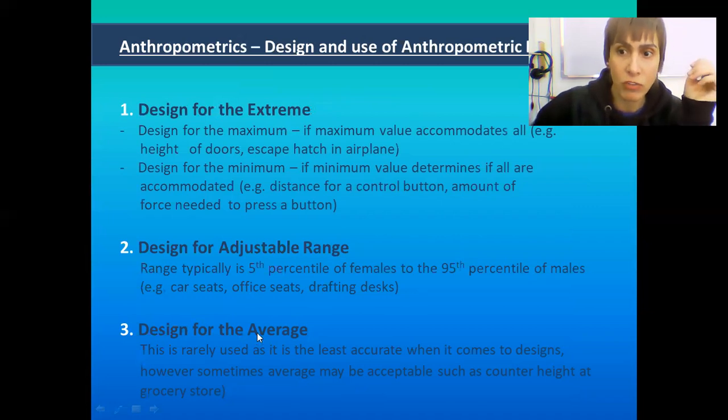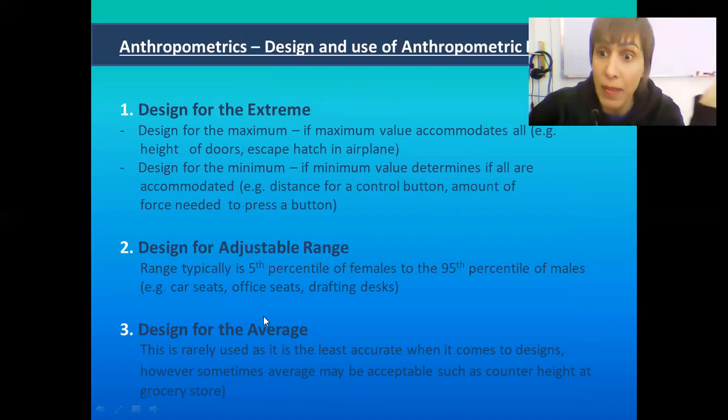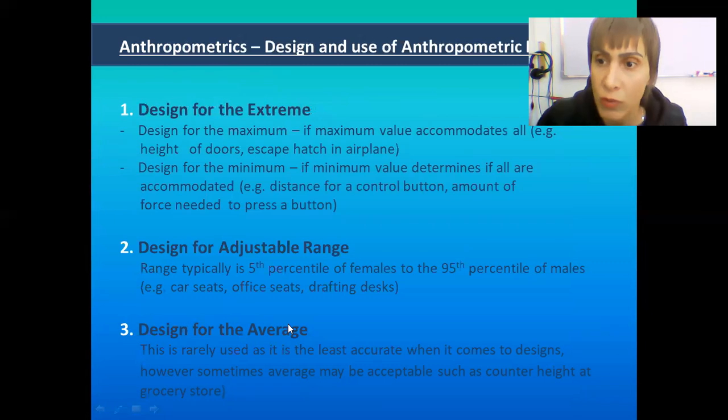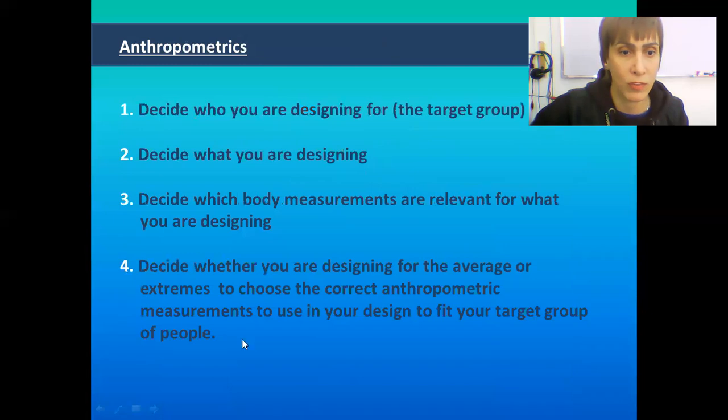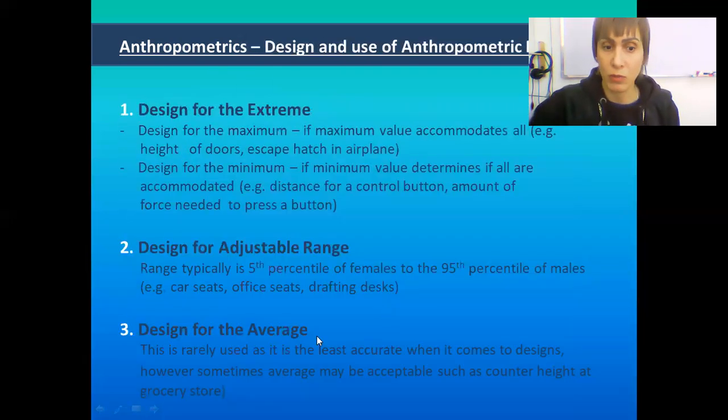So average, sometimes in some designs, is okay. It depends on what you are designing. Again, what is it that you're designing? Then you can decide, should I design for the extremes, for an adjustable range, or for the average? You need to make this decision after you know what it is you're designing, its characteristics, everything about it. And of course, you need to have an idea who your target group of people is. So where are these 4 points we discussed? These you need to have decided before you end up at the last point where you have to decide these.